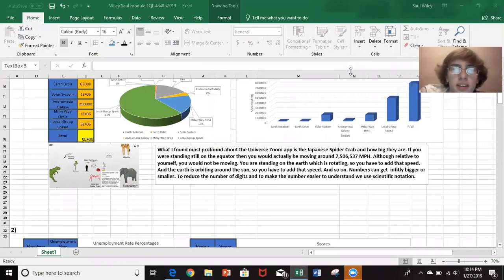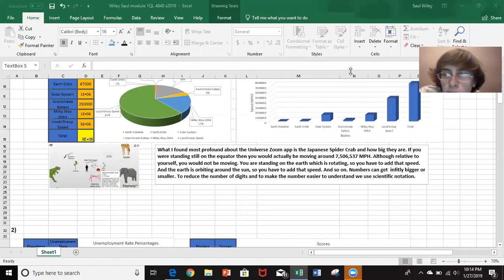If you were standing still on the equator, then you would actually be moving around 7.5 million miles an hour, although relative to yourself, you would not be moving. You're standing on the Earth, which is rotating, so you have to add that speed, and the Earth is orbiting the Sun, so you have to add that speed, and so on.